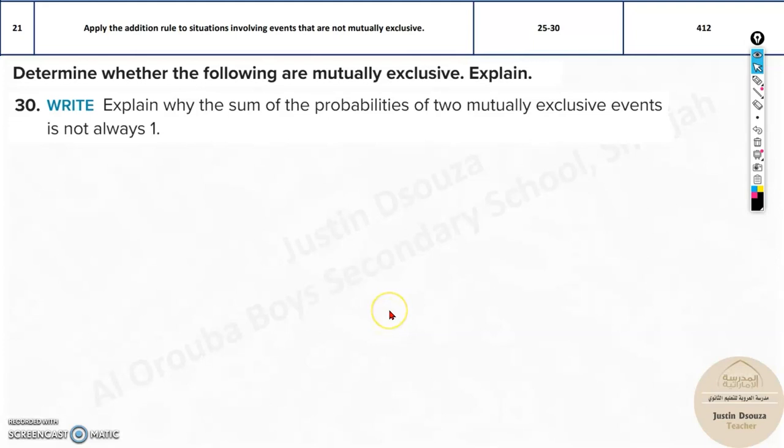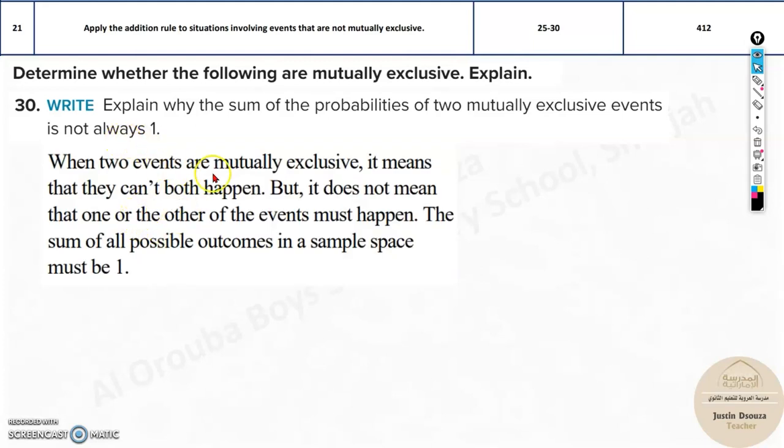And the last one: explain why the sum of the probabilities of two mutually exclusive events is not always 1. When two events are mutually exclusive, it means that they can't both happen. But it does not mean that one or the other must happen. The sum of all possible outcomes in the sample space must be 1. Obviously, the sample space of all possibilities will be 1. This is about mutually exclusive events: they both can't happen.